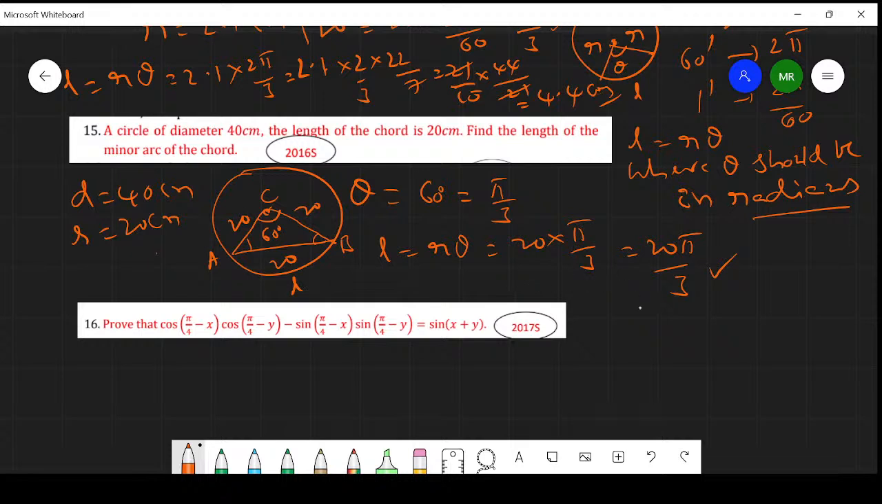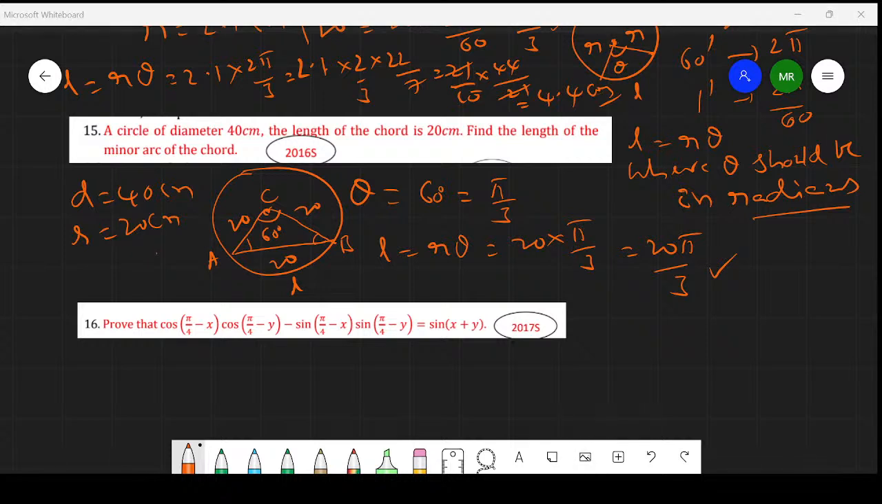Final conclusion: therefore, the length of the minor arc is equal to 20 pi by 3. You can write that: the length of the minor arc is 20 pi by 3.